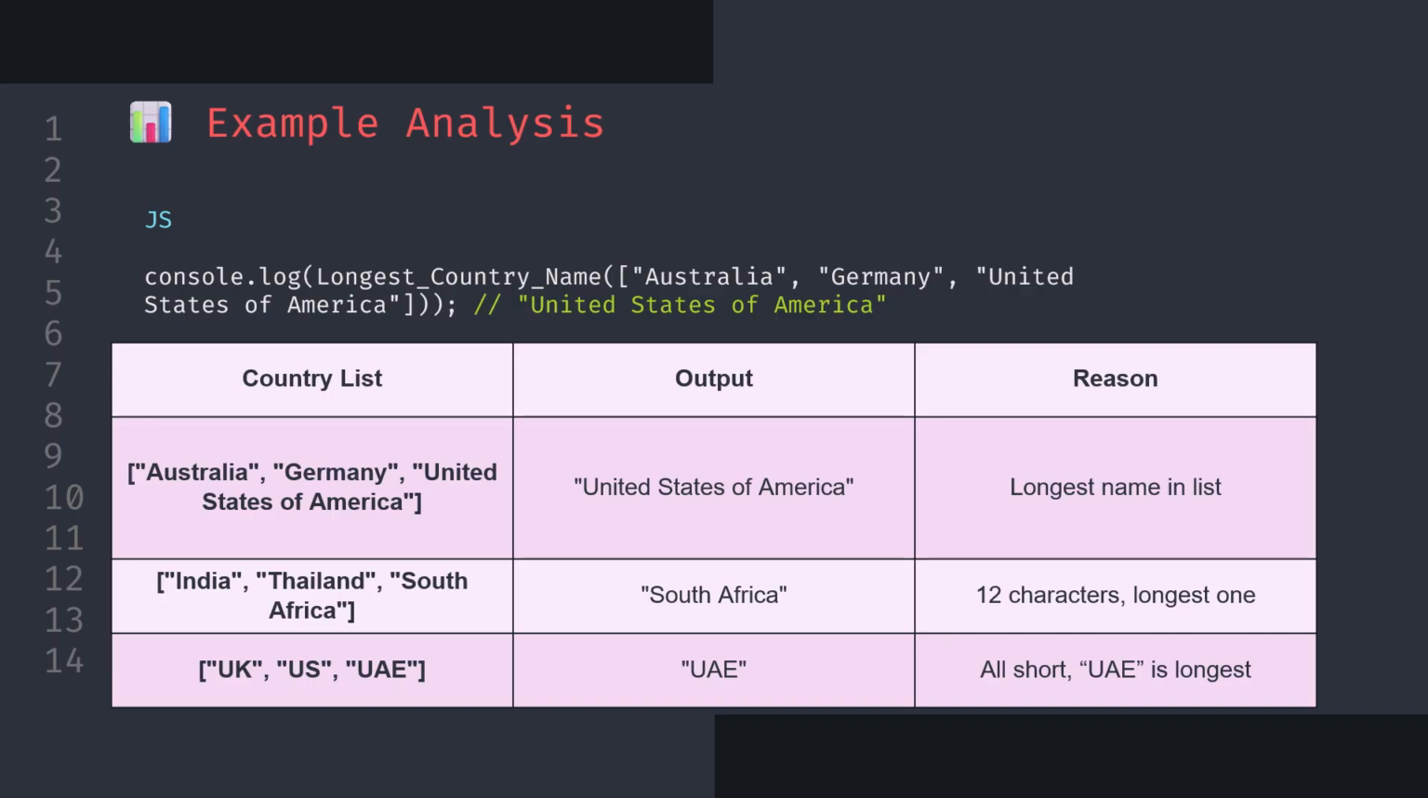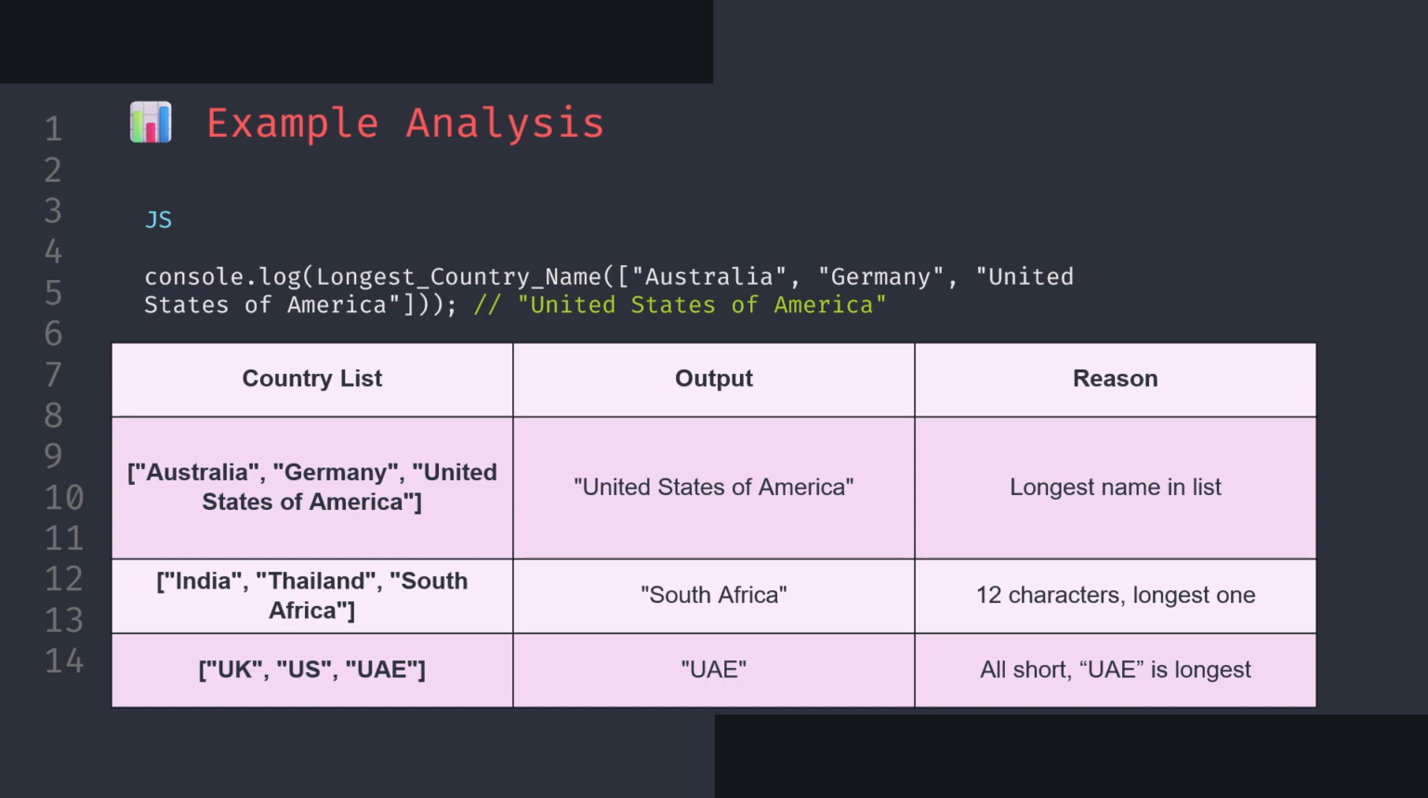Here are some test cases to illustrate the function's behavior. It works on short names, long names, and mixed inputs. Now, this makes it useful anytime you need to pull the most descriptive label or entry.